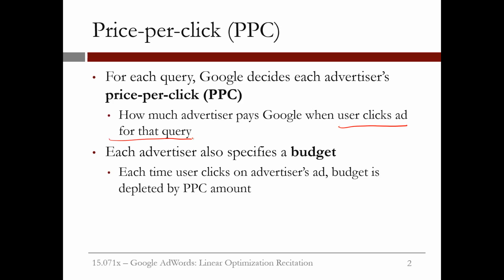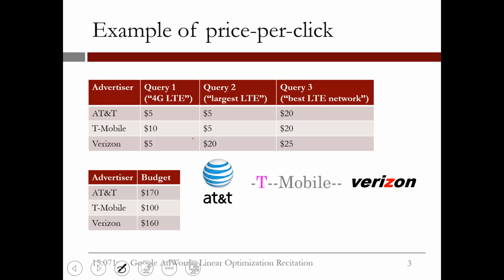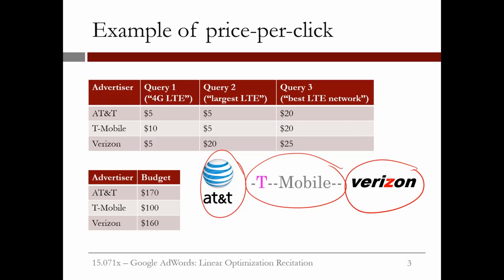Let's illustrate this with a small example. So, suppose that we are Google, and three of the major wireless service providers in the United States, AT&T, T-Mobile, and Verizon, come to us wanting to place ads on three different search queries. Query 1, which is 4G LTE, Query 2, which is largest LTE, and Query 3, which is best LTE network. If you're not familiar with these terms, 4G and LTE basically refer to different standards of high-speed wireless data communication.